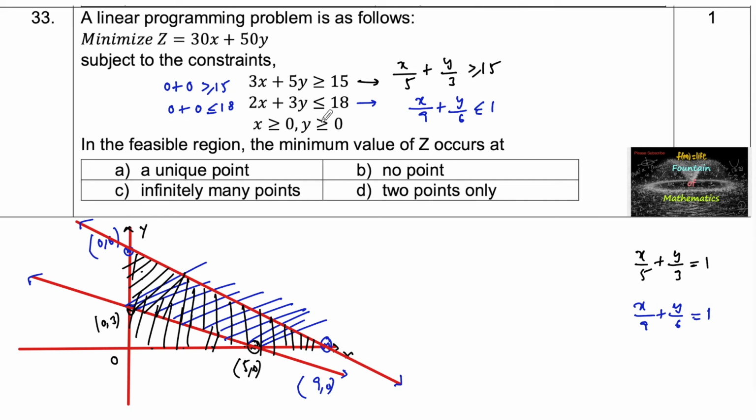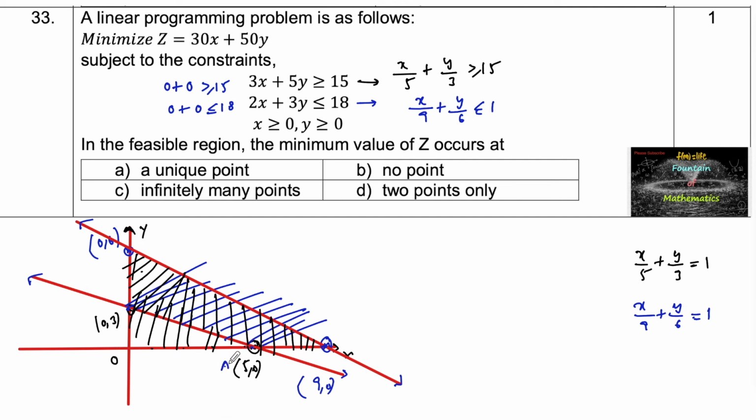And since the third constraint is x greater than or equal to 0, y greater than or equal to 0, it means your entire graph is in the first quadrant only. And so we can represent the shaded region, which is bounded between the vertices.